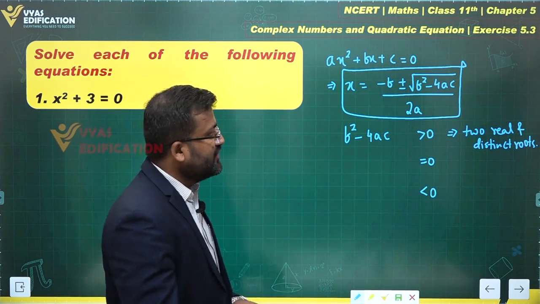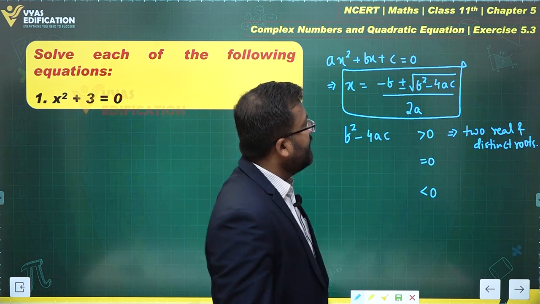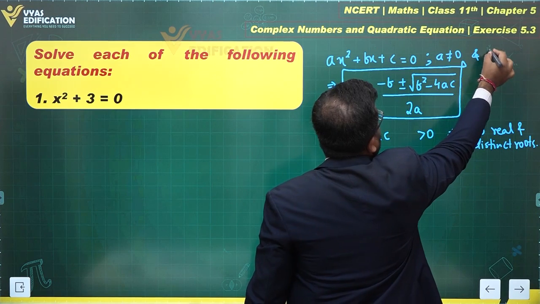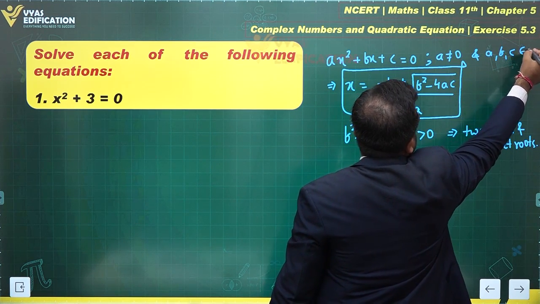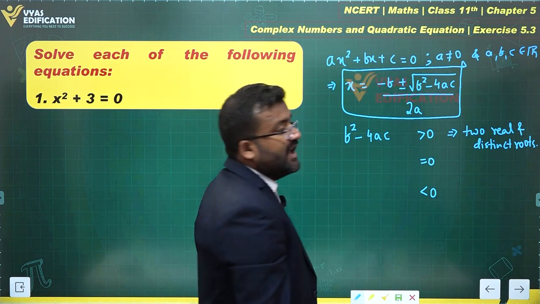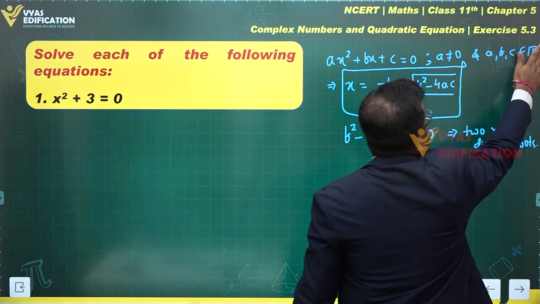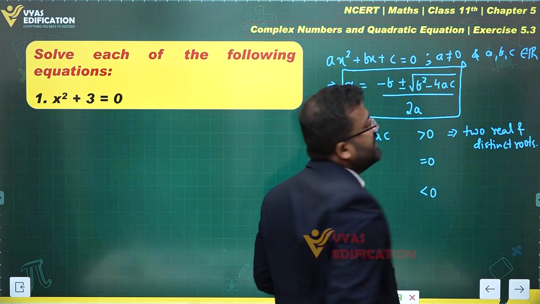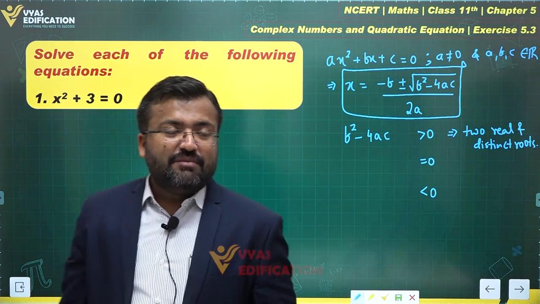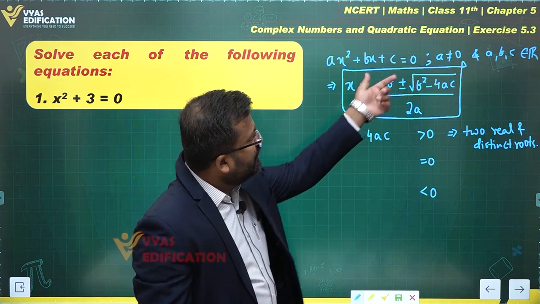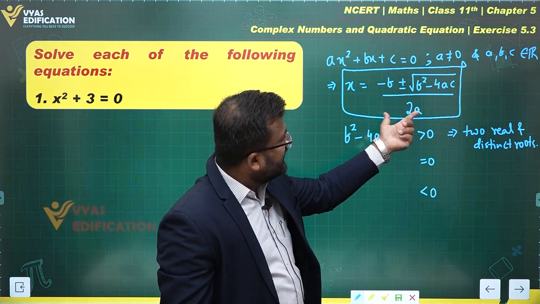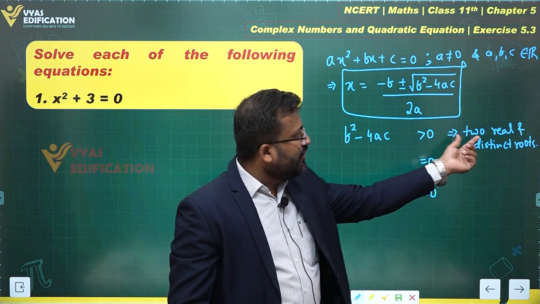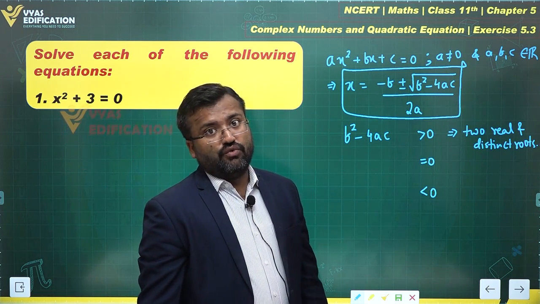There's one important thing which you need to note. For this to happen, a should not be 0 and a, b, c must be real numbers. For this to be true, a, b, c must be real numbers. That's very important, right? a, b, c belongs to R and a is not equal to 0. For this quadratic equation, these are the roots, yes? And therefore, b square minus 4ac greater than 0 implies two real and distinct roots.